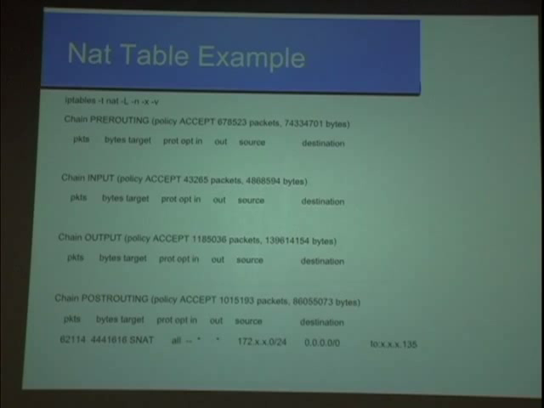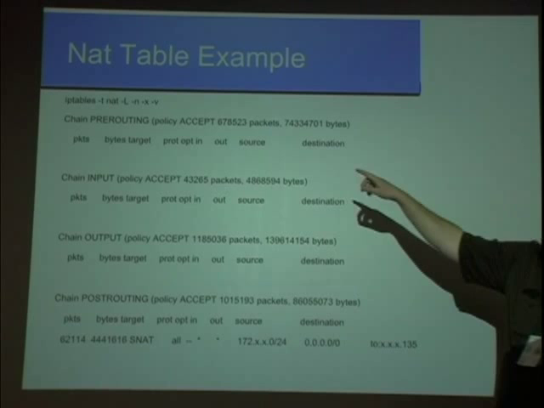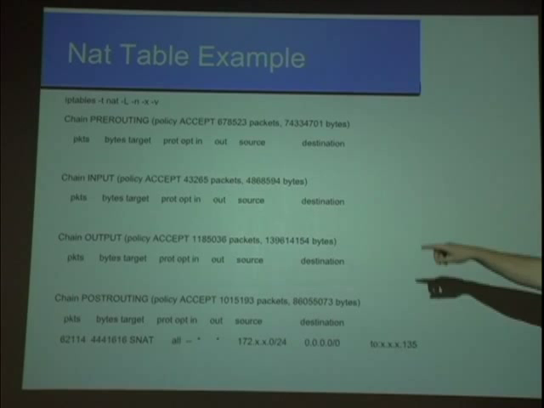Okay, so here's a NAT table example. Here we're using the -t command. I'm saying I want the NAT table, and I want to look at all the chains in the NAT table. And then again, -n, -x, and -v. The v is verbose. The x shows me how many packets are actually being affected.